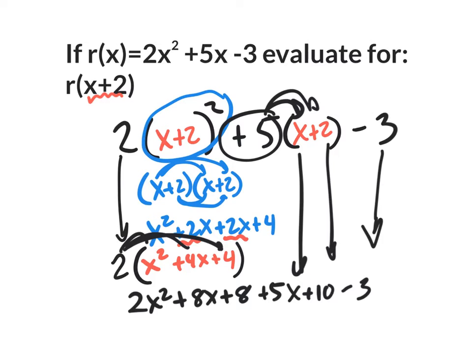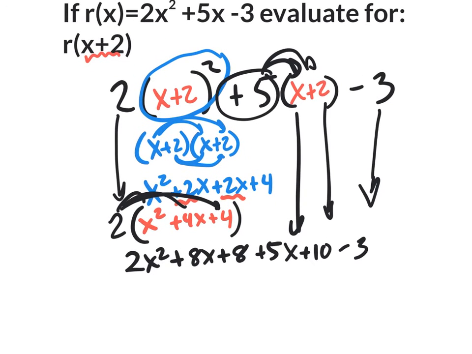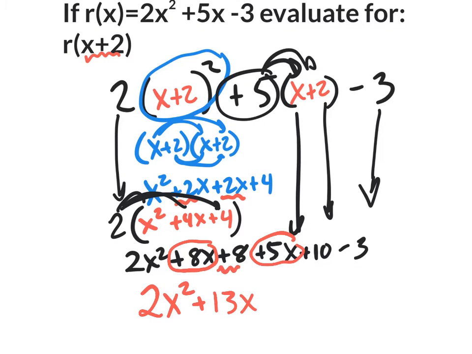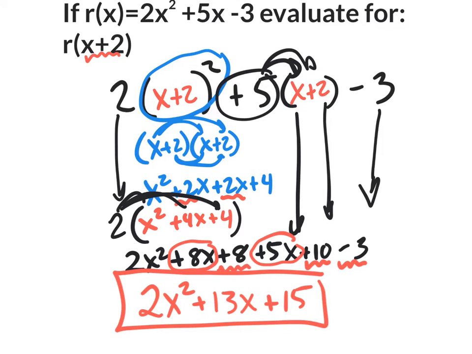Then it's just a question of combining like terms. So the first part of our answer will be the highest exponent term, 2x squared. Combine this 8x with this 5x. We'll get 13x, and then combine the 8 with the 10, that's 18. 18 take away 3 is plus 15. That's my answer for this question. Again, there's only one of these questions on the final, but I think it's too easy to just skip it.